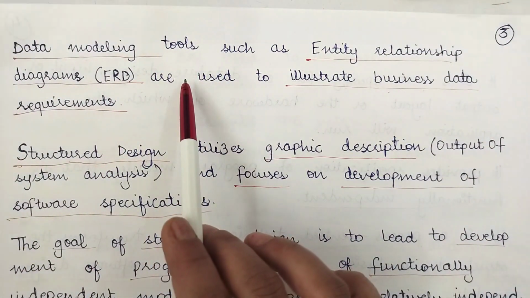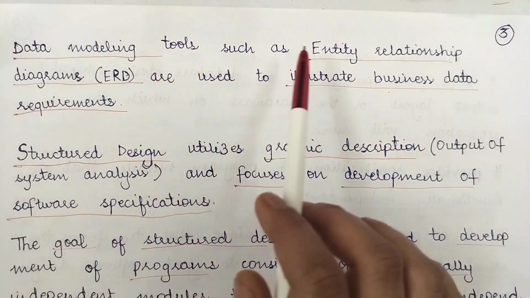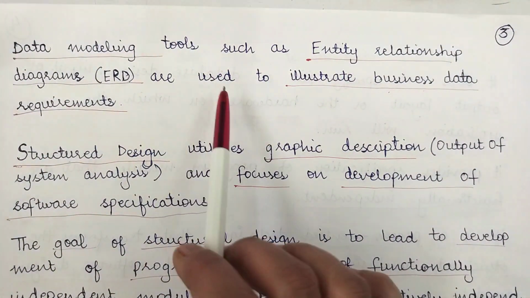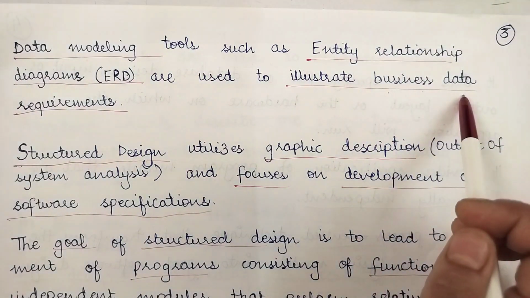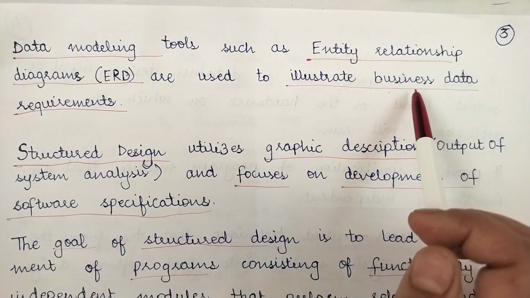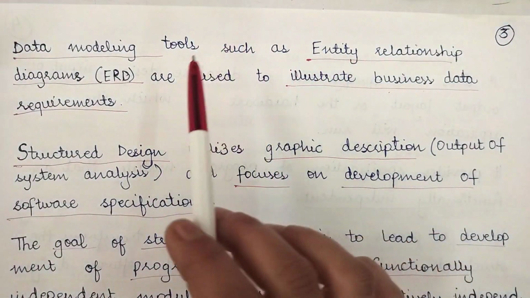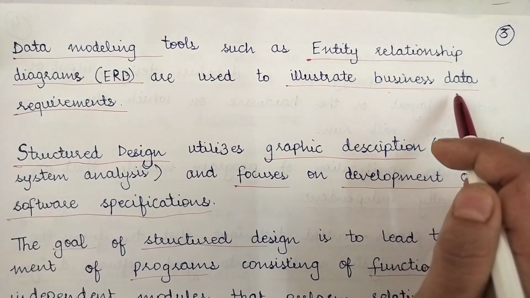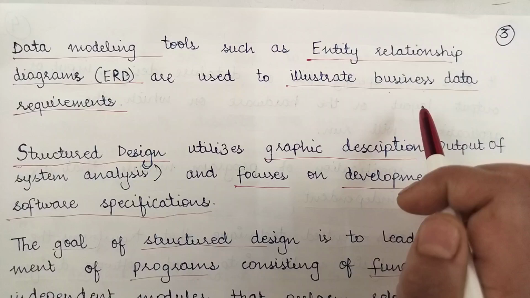So with the help of DFD, you are able to identify the flow of data in the system, and with the help of entity relationship diagram or ERD, you are able to model the data requirements of the system. So DFD shows the flow of data, and the ERD or the entity relationship diagram shows the data required for the system, for the development of system.